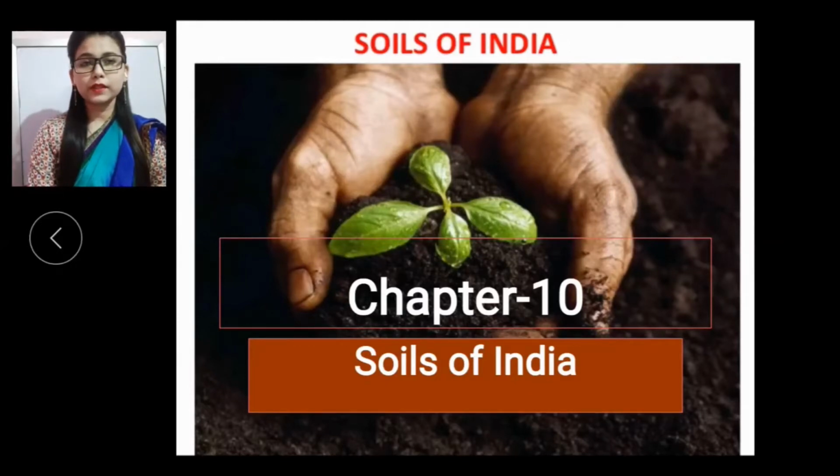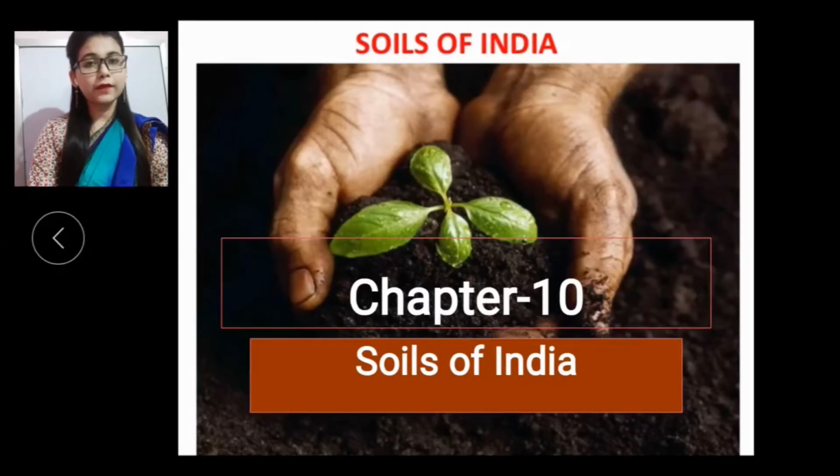So students, in the previous chapter we have seen non-renewable resources and renewable resources. And we have seen some natural resources like soil, animals, water, minerals, fuels, etc. So we are picking one of them, that is soil. In chapter number 10 we are going to start with the soils of India.